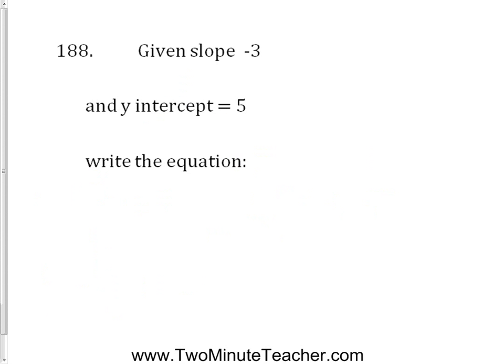Moving on, 188. Given slope -3 and y-intercept 5, write the equation. Well, I've got a slope and I've got an intercept, so I'm going to use slope-intercept form. Y equals mx plus b. I hope you've heard that before. And that's where the slope would go, and that's where the y-intercept would go.